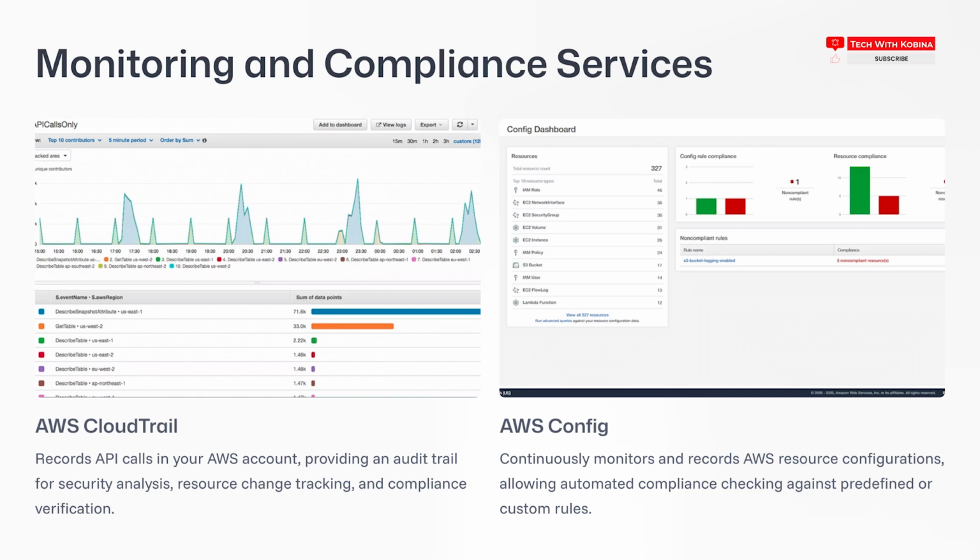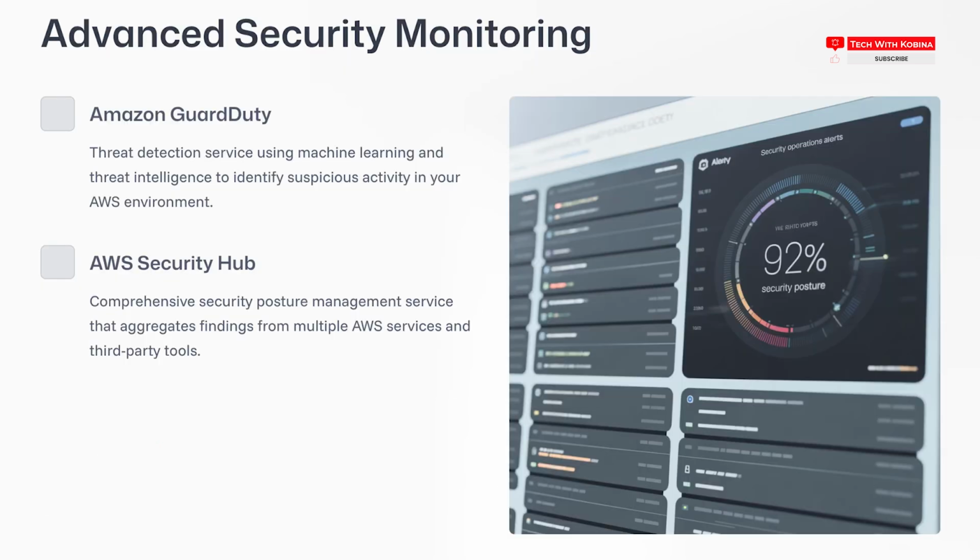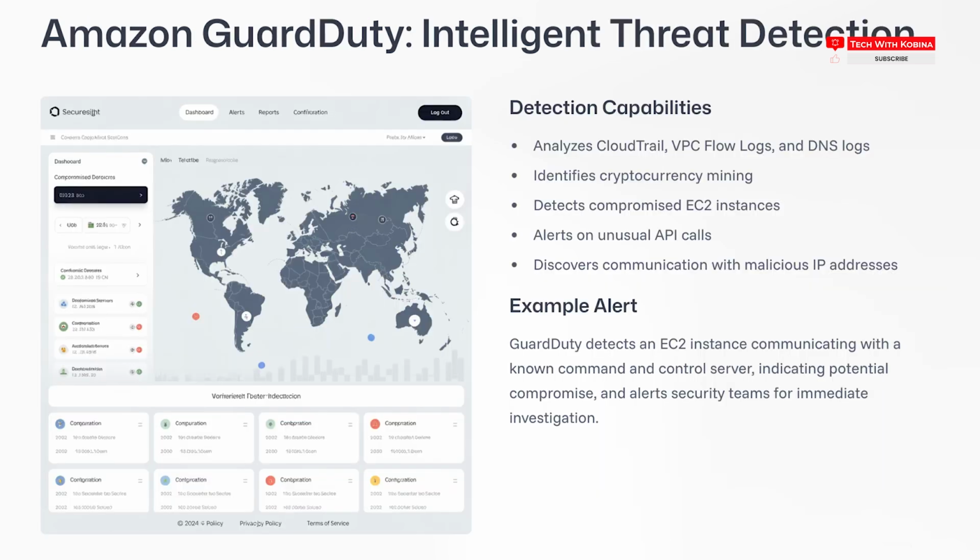AWS Config continuously monitors and records AWS resource configurations and allows you to automate compliance checking with rules. You can detect drift from best practices, like checking whether all your S3 buckets are encrypted. Amazon GuardDuty is a threat detection service that uses machine learning and AWS threat intelligence to identify suspicious activity in your AWS environment. For example, it can alert you if an EC2 instance starts communicating with a known malware domain.